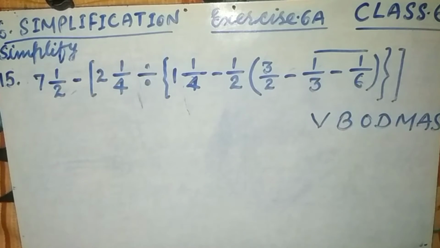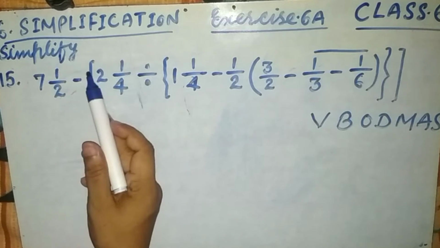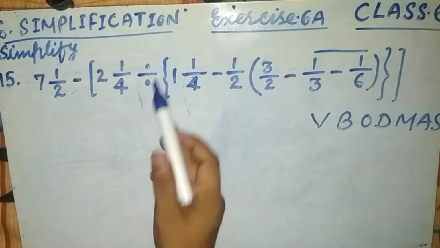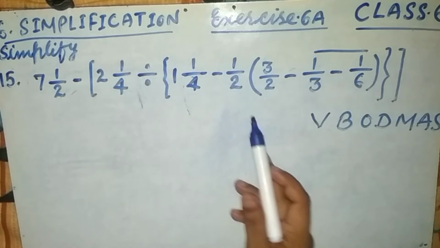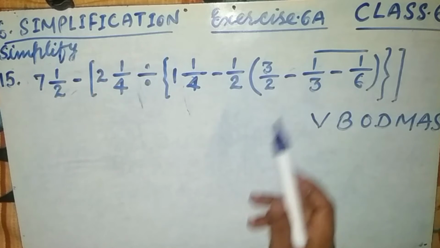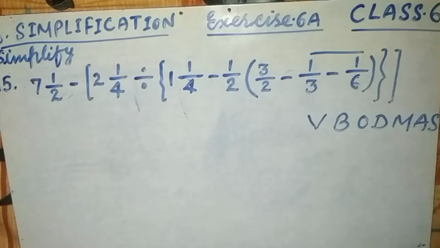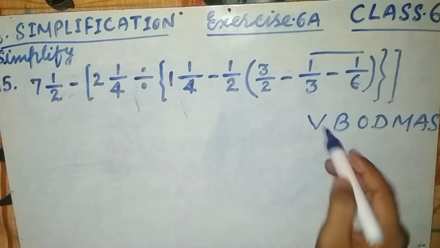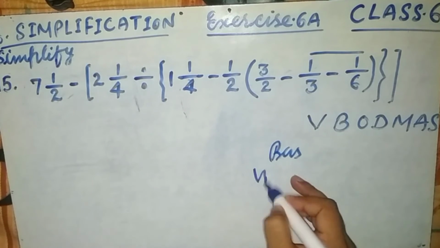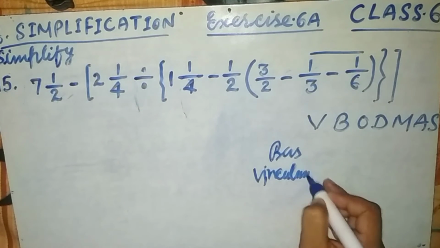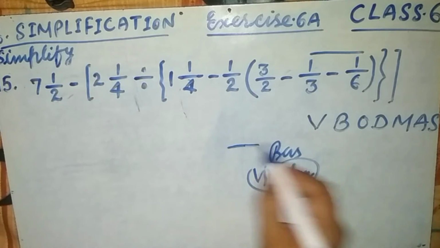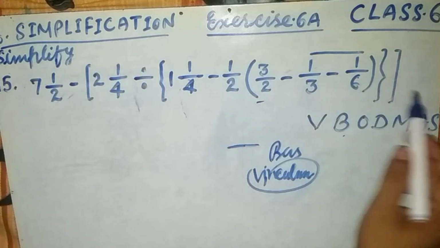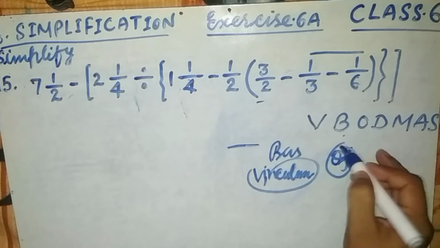Now next, see friends, question number 15. 7.5 minus big bracket 2 and 1 by 4 divided by curly bracket 1 and 1 by 4 minus 1 by 2, a small bracket 3 by 2 minus 1 by 3 minus 1 by 6 whole. Now see friends, here is the bar. This is vinculum, this is bar, and this is vinculum, this is the symbol. And before brackets, small bracket, curly bracket, and big bracket, O for of, but there is no of, we cancelled it.